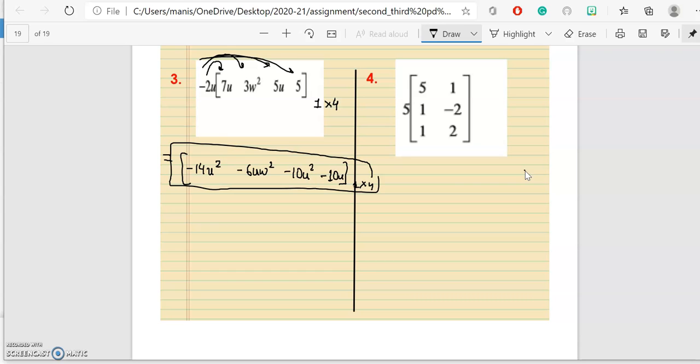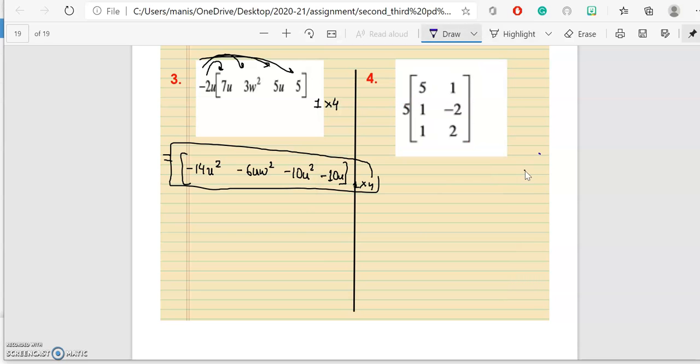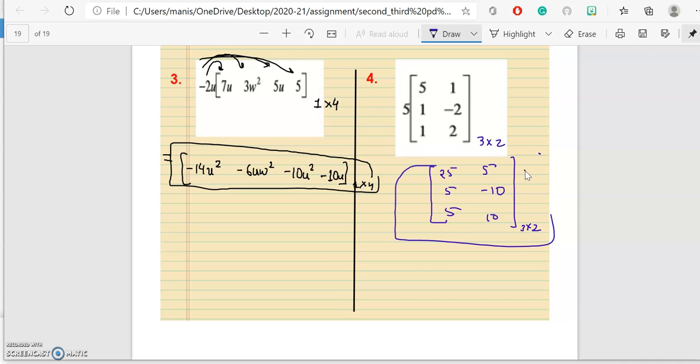When I look at this next problem, this one is super easy, but first of all, let's write the order of this matrix. I have 3 rows and 2 columns. Let's multiply this. It's an easy one. 5 times 5 is 25. This is your 5, negative 10, 5 and 10 over here. Again, do not forget to write the order of the matrix at the end, and that's your answer for this question.